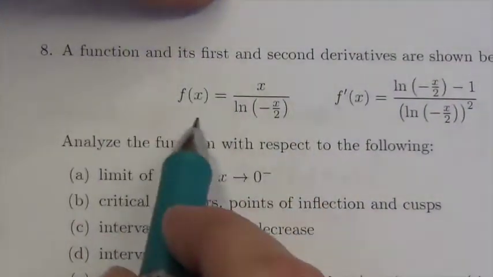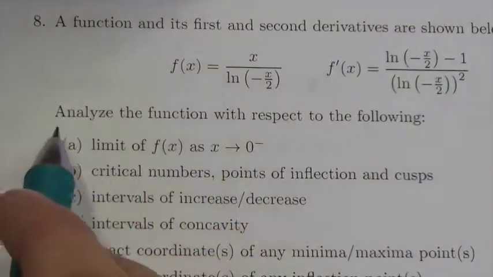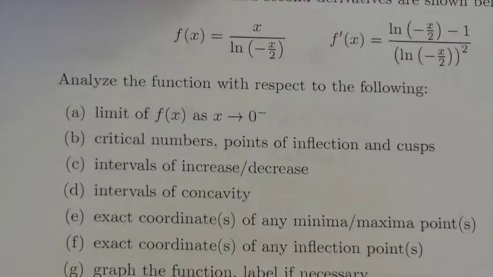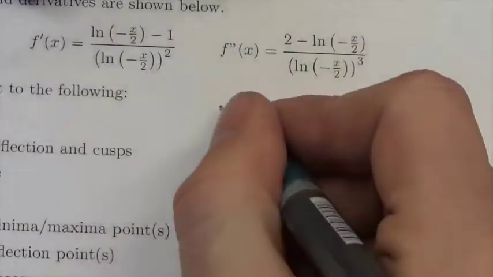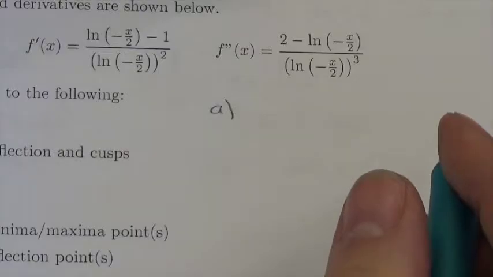So here's our function, f of x is equal to x over the natural log of negative x over 2. And we're going to analyze the function with respect to the following. So first of all, we're going to take a look at the limit of f of x as x approaches 0 from the left. Okay, I'm going to do each of these one at a time. I'll start with an a over here, because I might be at a loss for space in a bit.